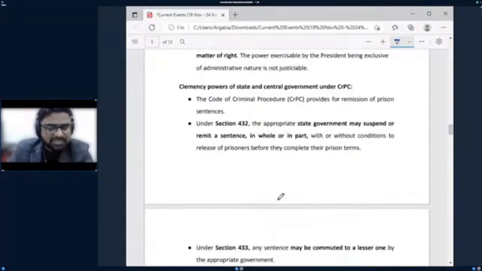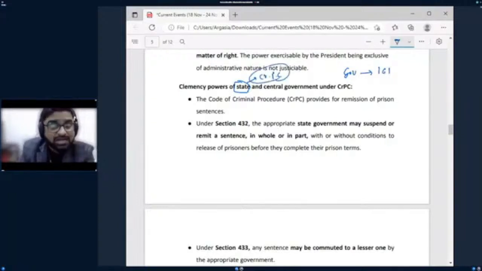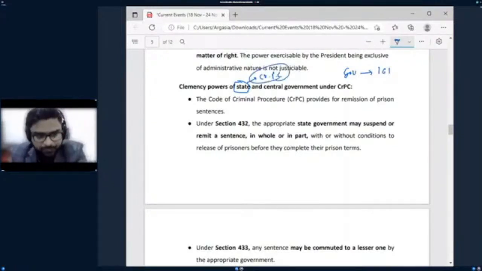The power that we are discussing, there are two different powers. The state power is different and governor's power is different. Governor's power is under Article 161. The state power is under CRPC. Both are different powers. It is technical, but you should get the clarity that both are different powers.